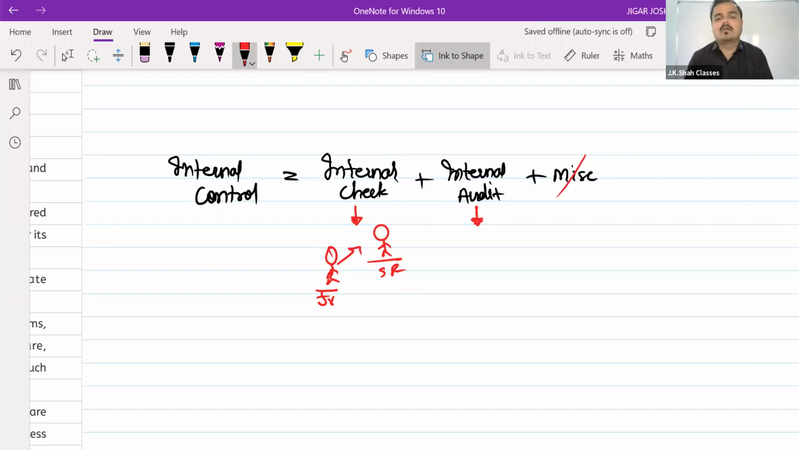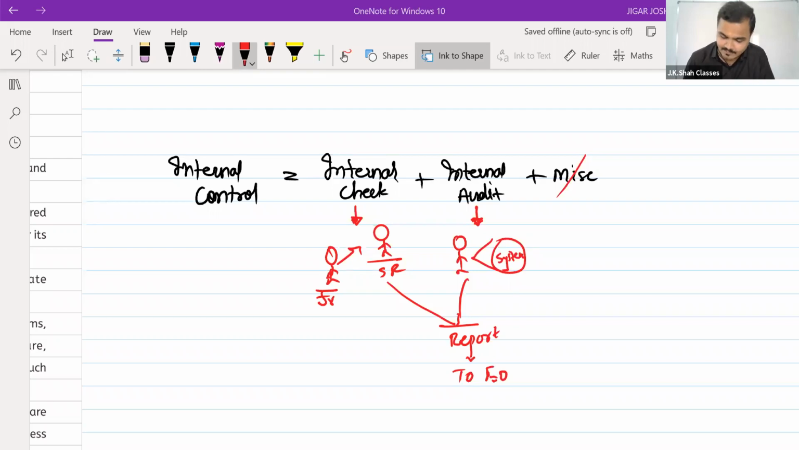Yes, sir. What is internal audit? Sir, a separate person is appointed who is going to look after the overall system. This senior manager and internal audit both are going to report to whom? Sir, both are going to report to the board of directors only.